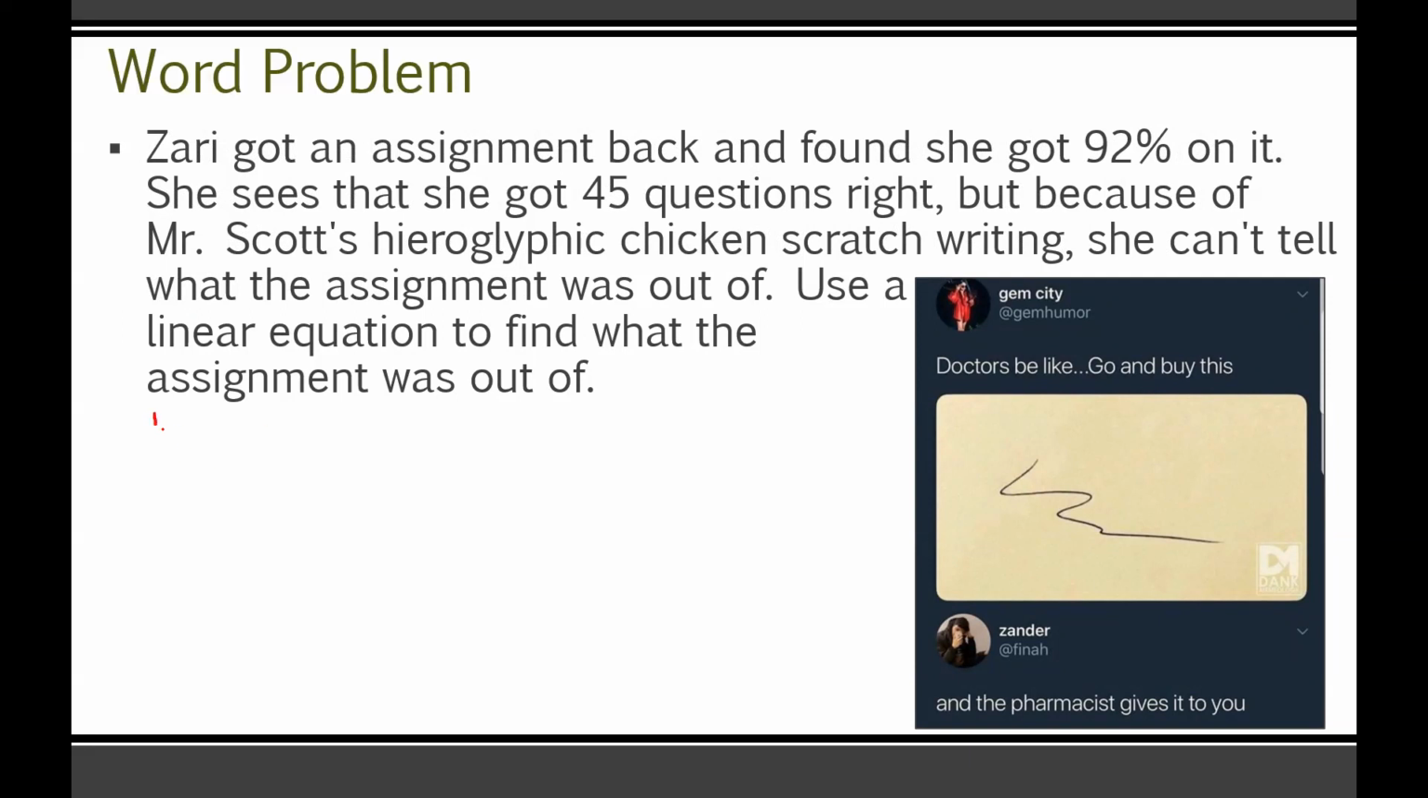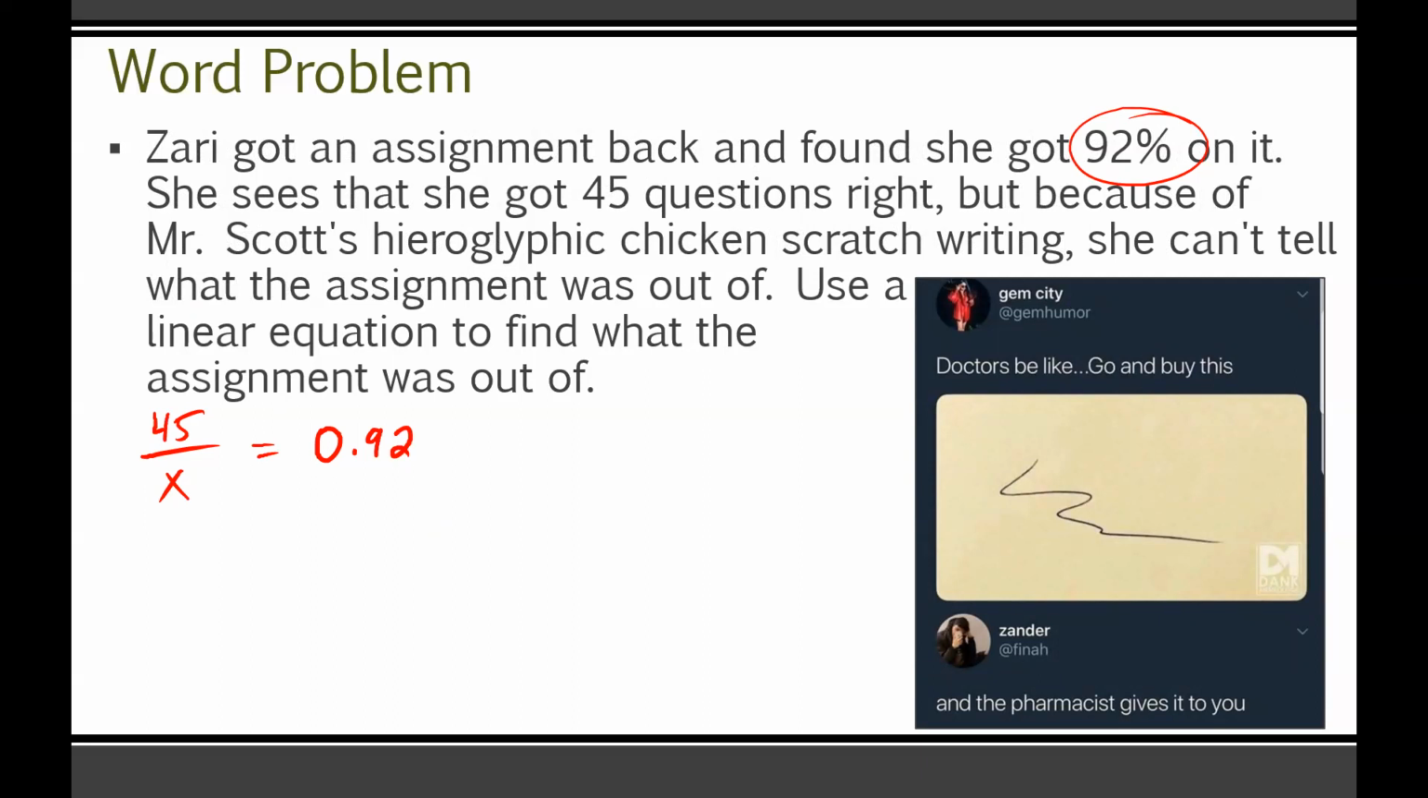So we can say it's 45 out of x. But she knows that's going to equal 92%. Now remember percents, we don't like percentages. We have to turn that into a decimal. So that's going to be 0.92. Now we have to solve for x.